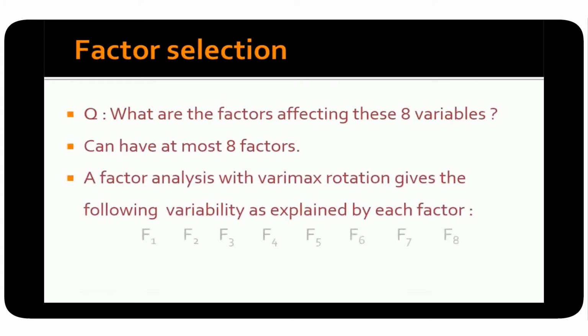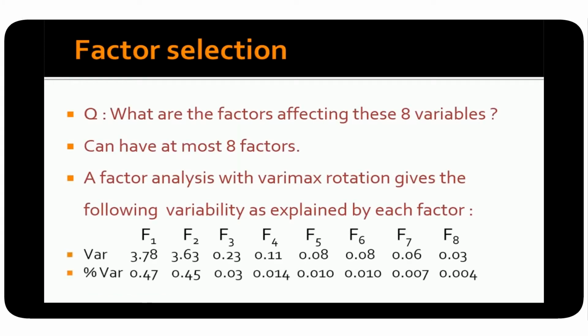Now, if we run a factor analysis model with this, and starting with all the, how many factors can we have? We can have at most 8 factors. So, if we start with all the 8 factors, then we can run this regression and get a result which is shown here. And in this case, of course, we can do a rotation. We have used the Varimax rotation.